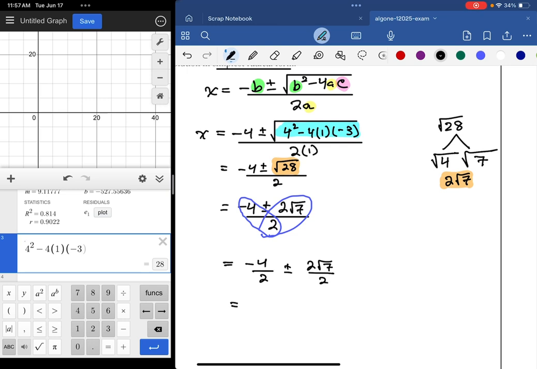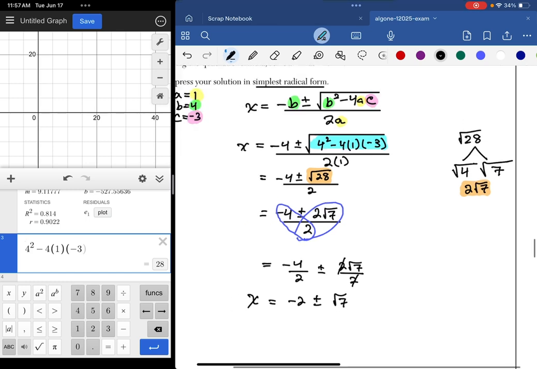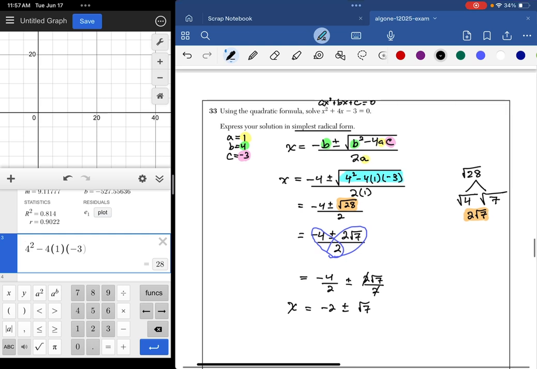Negative 4 divided by 2 is negative 2. The 2's here would cancel. So negative 2 plus or minus radical 7. That's what x is going to be equal to. Wasn't a word problem, so we don't have to do the value of x is equal to. You can just write x equals.